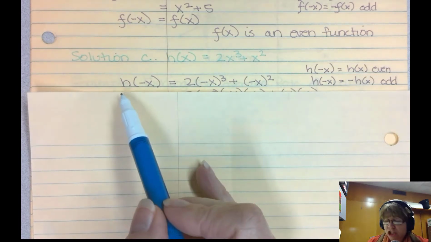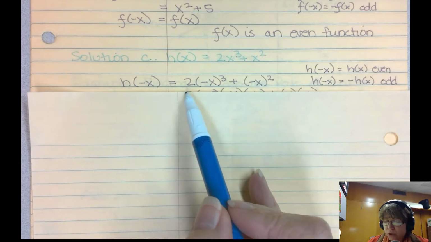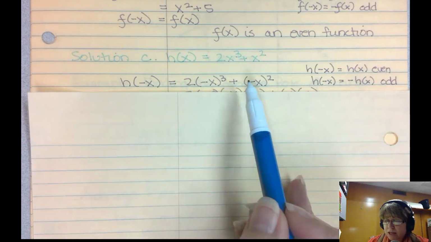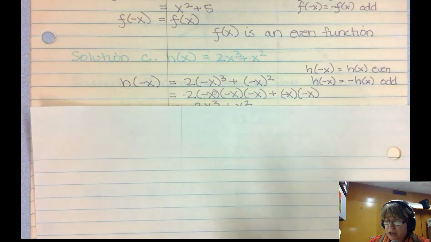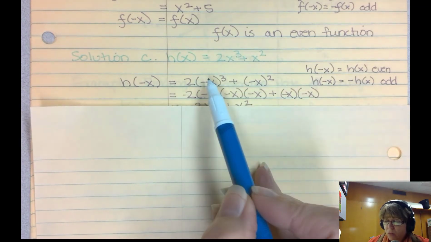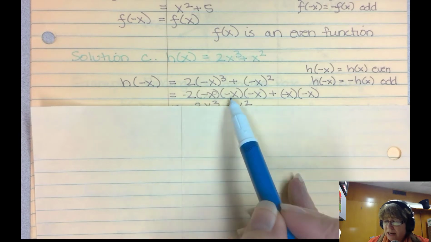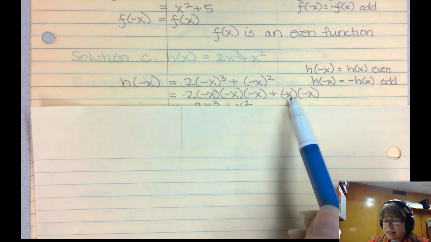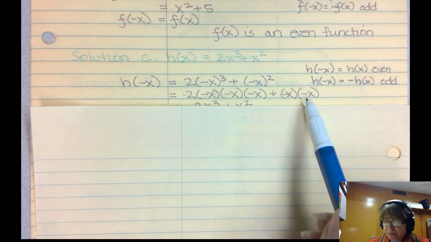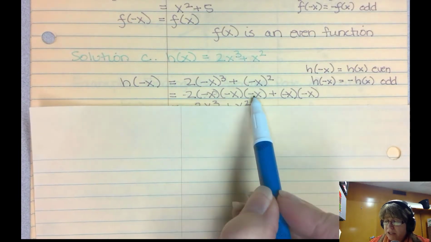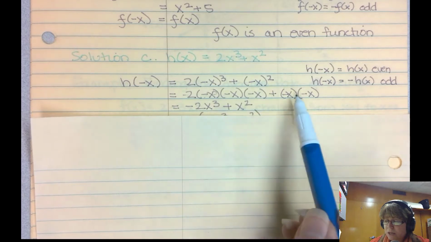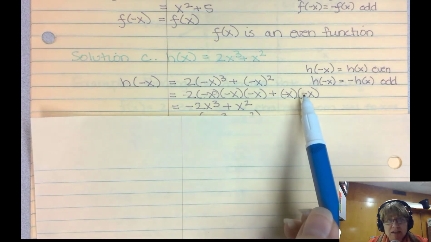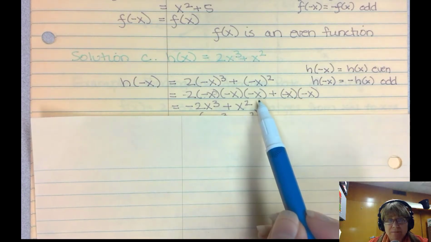So h of negative x equals 2 times negative x cubed plus negative x squared. Writing this out the long way is going to be 2 times negative x, negative x, negative x, plus negative x times negative x. A negative times a negative is a negative, so that makes it negative 2x cubed. But a negative times a negative is a positive, so that's x squared.